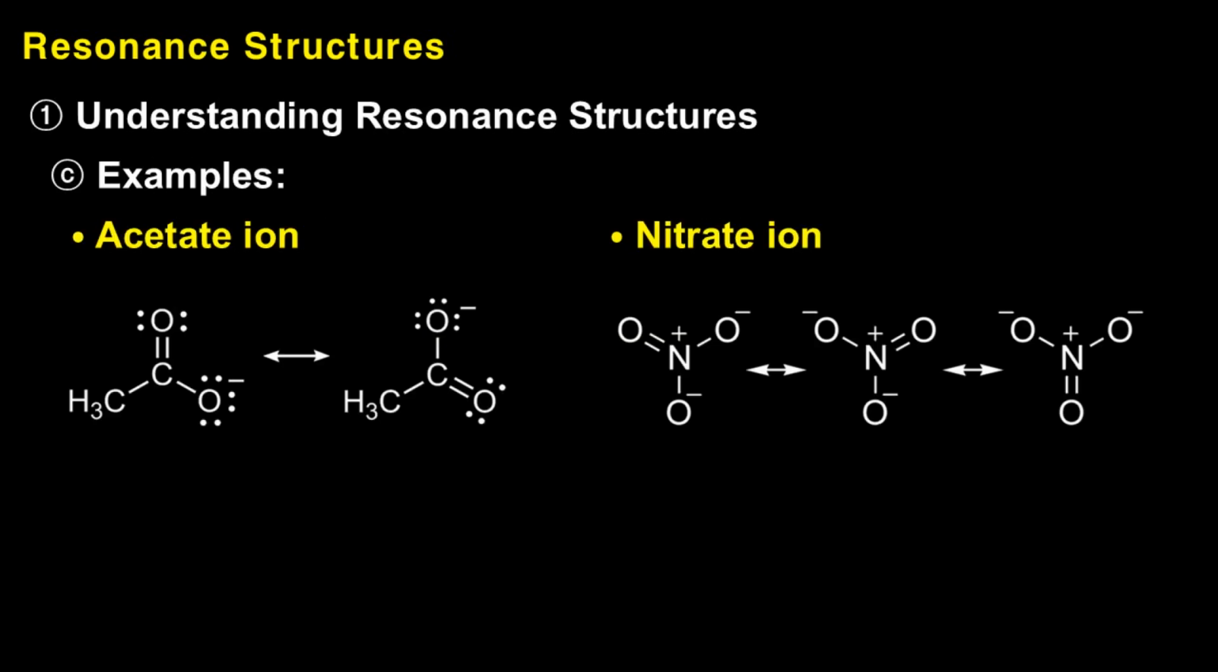For example, in the acetate ion, the negative charge isn't stuck on just one of the oxygens. Instead, it's shared or delocalized between the two oxygen atoms. Same idea with the nitrate ion. The negative charge isn't sitting on just one oxygen. It's spread out evenly across all three. That kind of delocalization gives us a much better representation of the actual molecule than any single Lewis structure would.